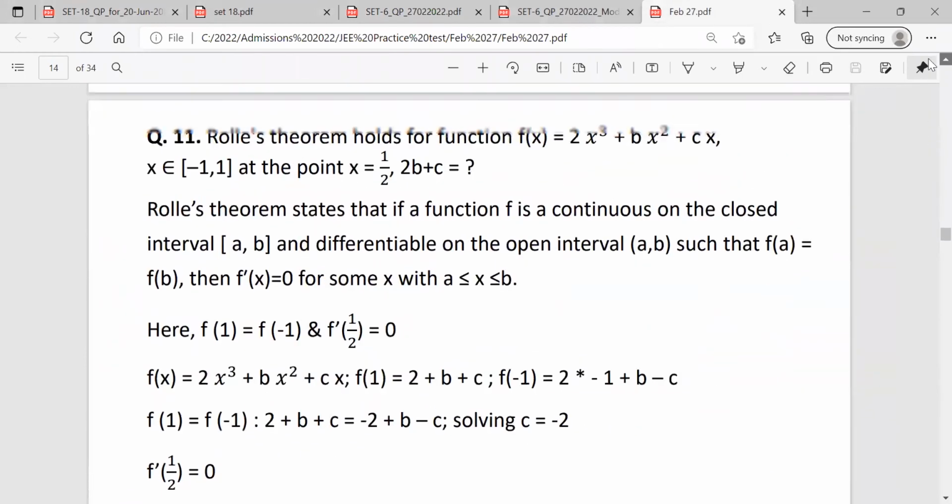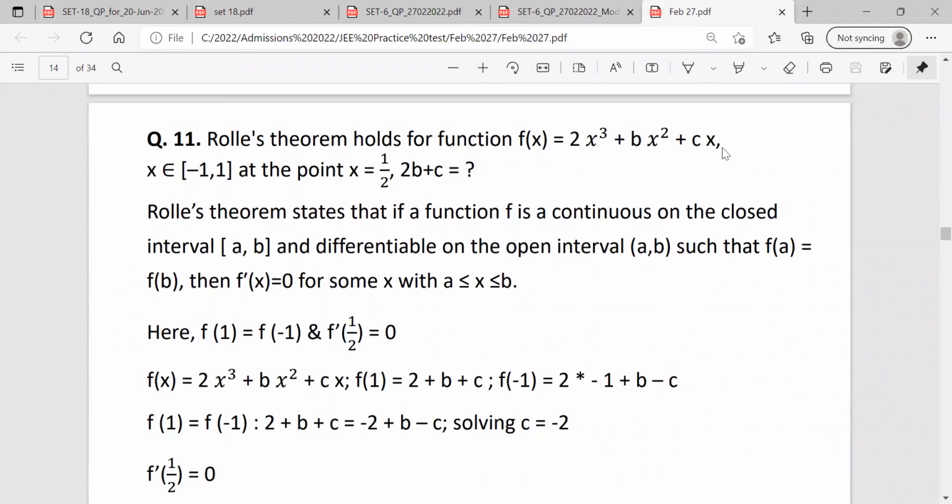So this is the initial part given in the question. It holds for this function and this is the condition given. And at the point x equals 1/2, we have to find out 2b plus c. So what's Rolle's theorem? Rolle's theorem states that if a function f is continuous on a closed interval [a, b] and differentiable on an open interval (a, b), then we have f of a equal to f of b and f dash of x equal to 0 for some particular value of x.